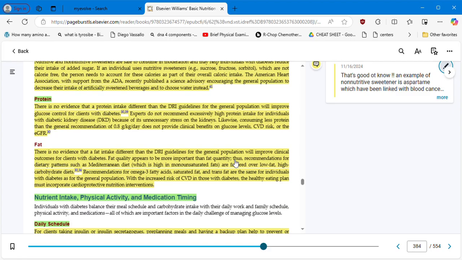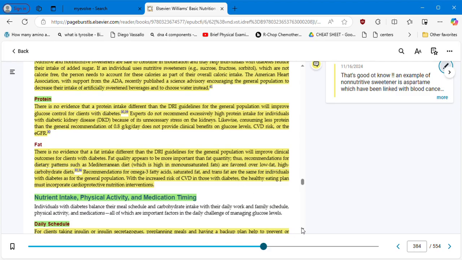Mediterranean diet, which is high in monounsaturated fats, is favored over a low fat, high carbohydrate diet. Low fat, your low fat milk, your low fat cottage cheese, sometimes they have other different ingredients, and at the end the product is not nutritional, right?